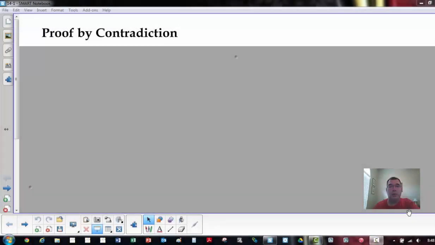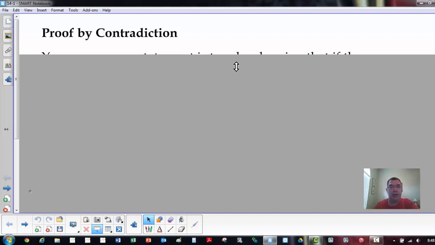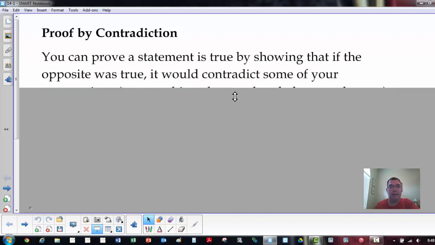Well, hello again. We are moving on to the next chapter in discrete mathematics, which is proofs and recurrence relations. We're going to talk about two types of proofs today, and the first of those is proof by contradiction. Let me just show you how that works, and then we'll go through an example.